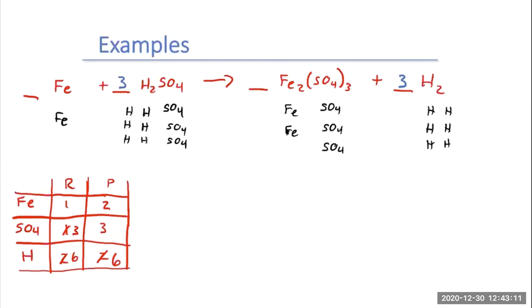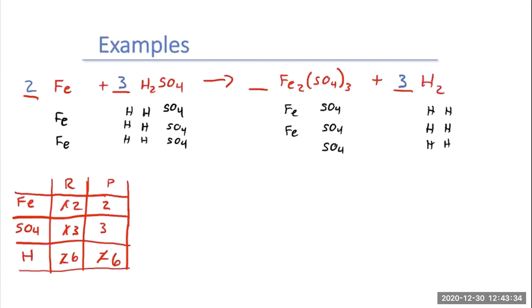We can see I have 2 irons here and 1 iron here. So if I put a 2 in front, then that would give me 2 irons. If I put a 2 in front, now I have 2 irons. And I can switch that in my table as well.